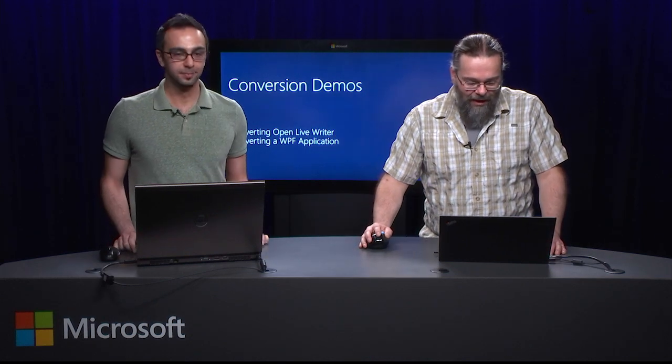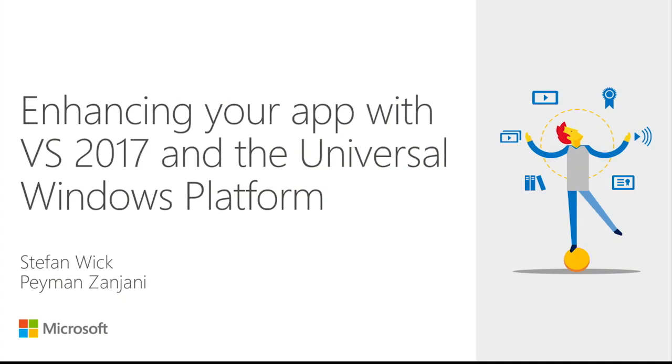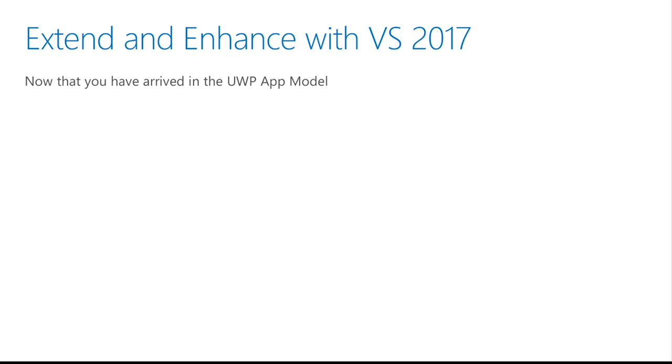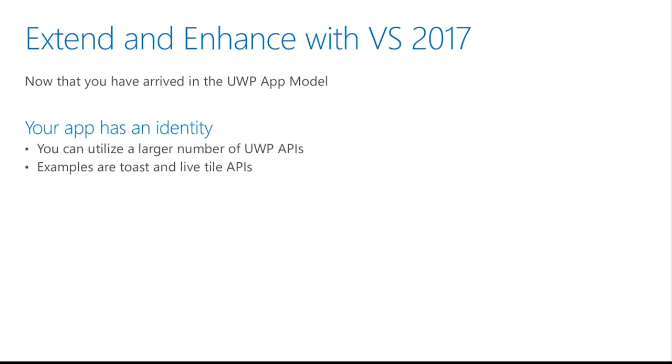So now that we have converted our application using Desktop App Converter or other available tools, we can actually go ahead and enhance our application further using Visual Studio 2017 and the Universal Windows Platform. So we've already mentioned with the conversion, it really brings your existing desktop app over into the Universal Windows app model. You have a package identity now. That means the system knows about your app. It knows how to activate it, how to shut it down and update it if it needs to.